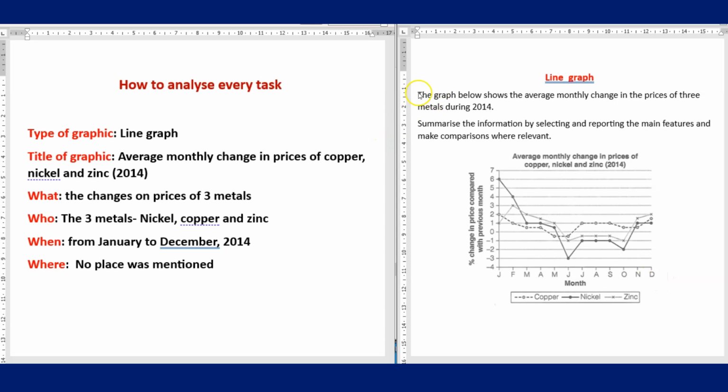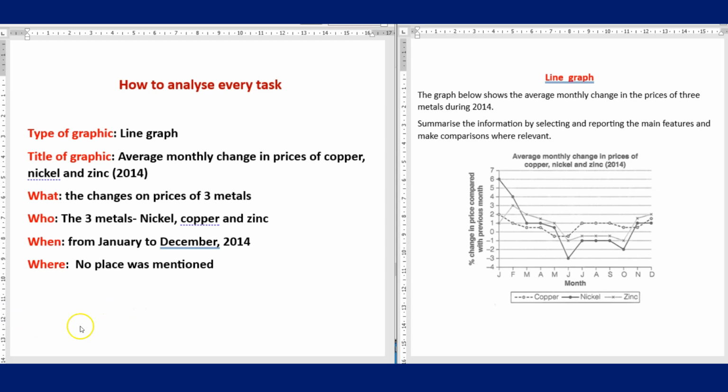If you look at the graph itself, it tells you that the graph below shows the average monthly change in the price of three metals during 2014. So you can see, somebody might say 2014 for the time being, but it's not just talking about that particular year. It's not just talking about 2014, but the entire month, from the first month to the last month of that particular year. So we took the information from January to December 2014.